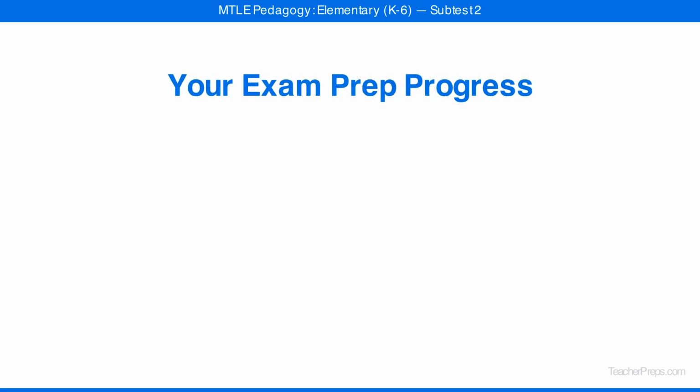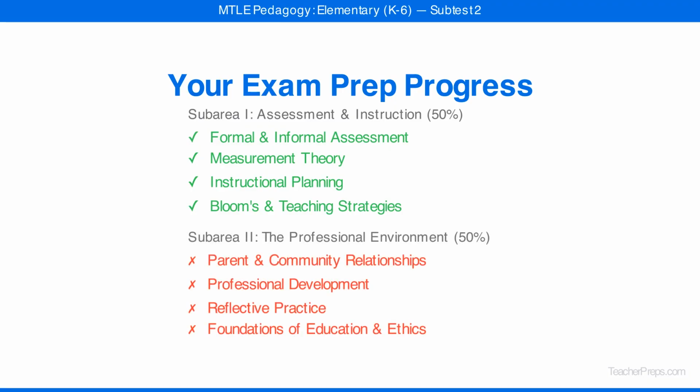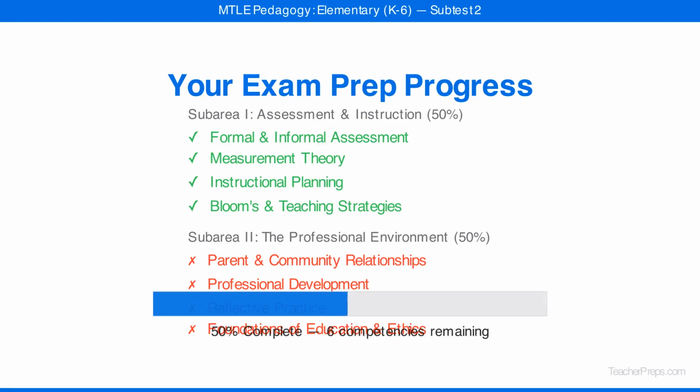Great work covering Subarea I, assessment and instruction. You just reviewed formal and informal assessment types, measurement theory, instructional planning, differentiation, Bloom's taxonomy, and teaching strategies, which accounts for 50% of your exam. But here's the thing. The other 50%, Subarea II, the professional environment, is completely untouched. That means parent and community relationships, professional development, reflective practice, foundations of education, and the code of ethics. 6 more competencies you need to pass. Without those, you're walking into test day with half the preparation you need.